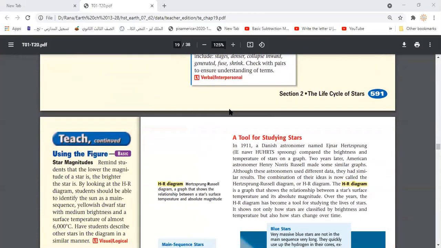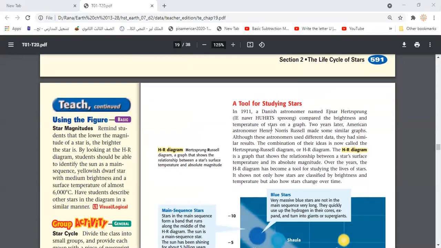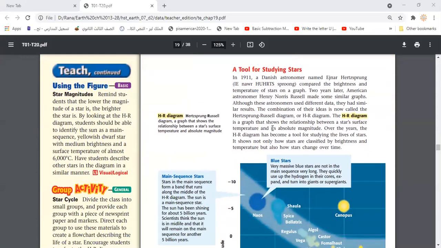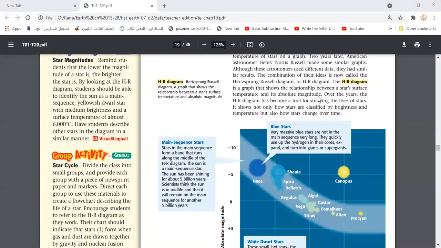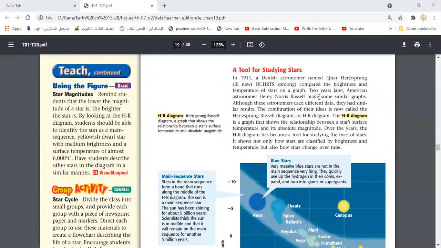What about the super red giant star that we're going to learn about today? But before we get to this point, we just need to know how scientists were able to study these stars. So what are the tools for studying stars? We study stars by a tool called the HR diagram.